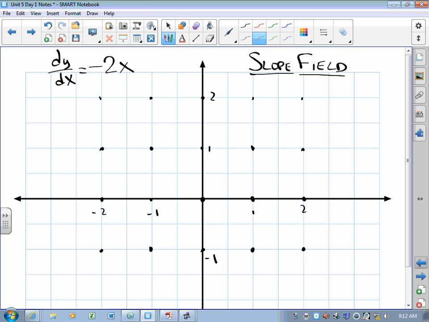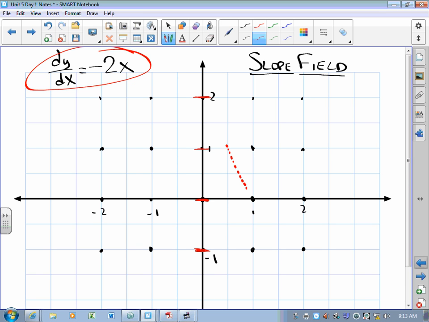At the point 0, 0, I ask myself, what is the slope of the tangent line? Well, the slope of the tangent line is going to be the value of the derivative. And where x is 0, that slope is going to be 0. And so everywhere x is 0, I'm going to draw a teeny tiny piece of tangent line with a slope of 0. What happens when I get to x equals 1? Well, when I get to x equals 1, the slope of the tangent line is -2.